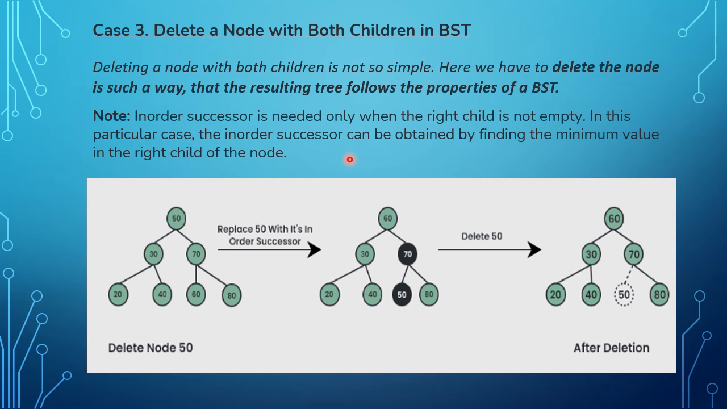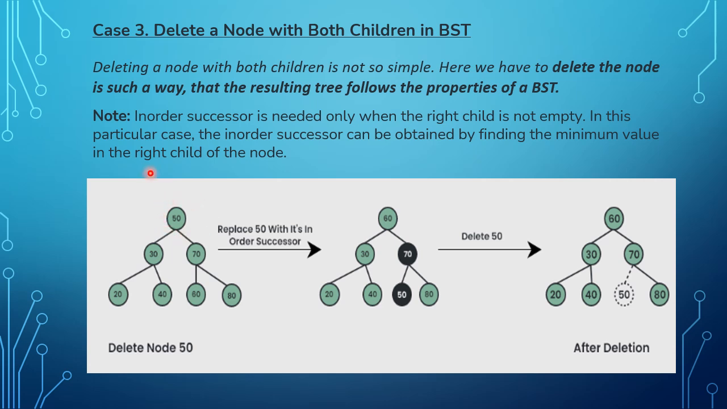So what is meant by in order successor and in order predecessor? The in order successor is the minimum value in the right child of the node. That means if we want to delete an element 50, we have to find the minimum element in the right side of the root node. In the right side of the root node, what is the minimum value element? That is 60. So 60 is the in order successor of root node 50.